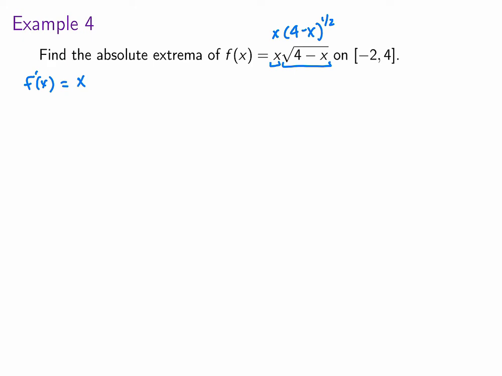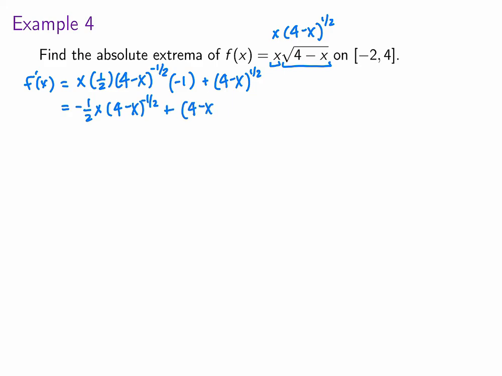So let's find our derivative using the product rule. We'll just leave the x alone, and the derivative of the other would be 1/2 times 4 minus x to the negative a half times a negative 1. So I did that chain rule. Plus, derivative of x is 1, so I can just leave that alone and write 4 minus x to the half. And now let's do some cleaning up. So this is negative 1/2 x times 4 minus x to the negative half plus 4 minus x to the half.